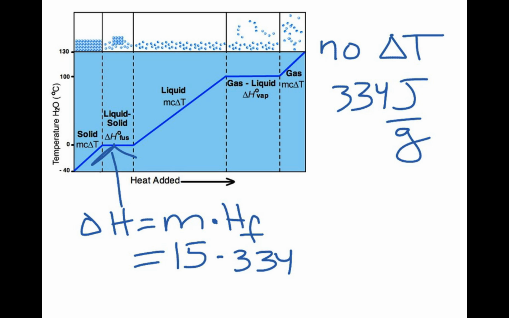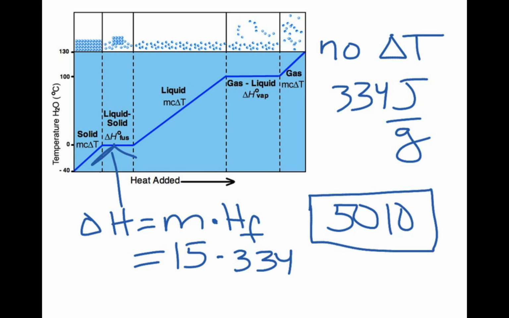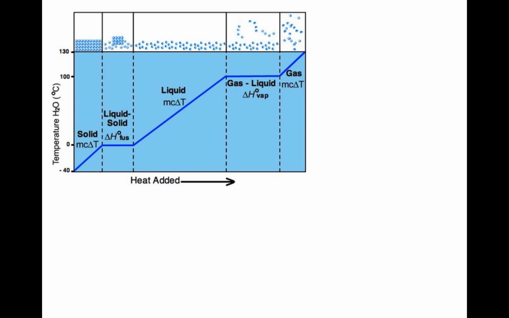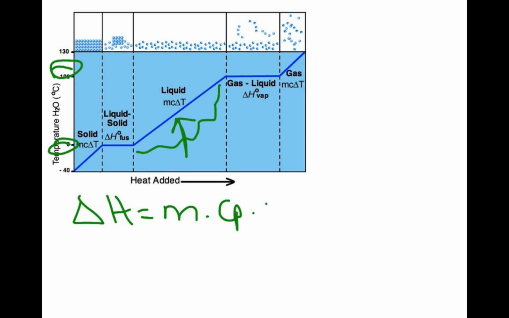So in other words, in order to change ice to water at 0 degrees Celsius, and when we're talking about 15 grams, it's going to take 5,010 joules. Let's now do the third interval. We now want to heat up the water, okay? Notice that the temperature is increasing, and we're going to take it from its melting point 0 up to its boiling point 100. What's the formula? M times Cp times delta T.